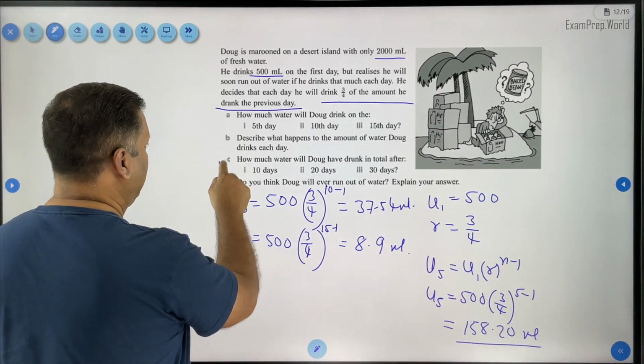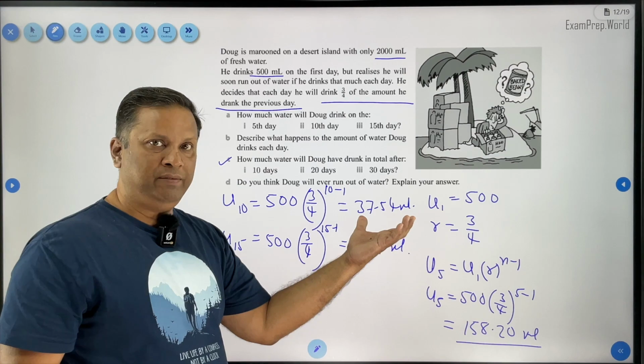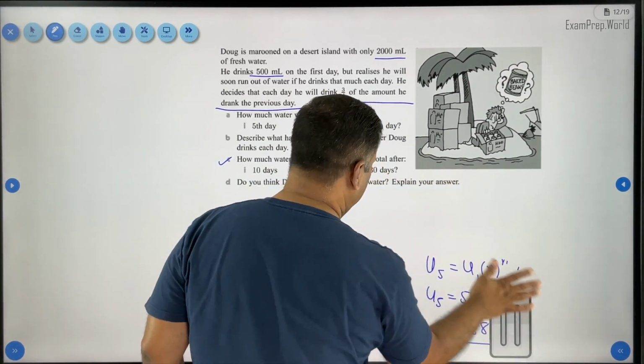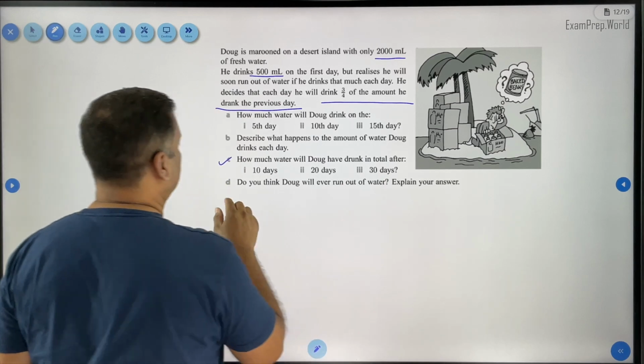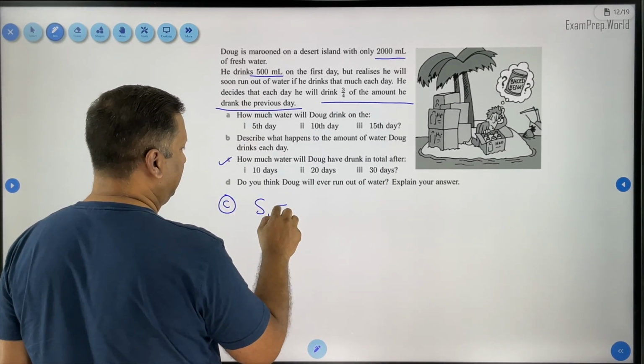Now let's do part C. So here we have to find sum of the sequence. Okay. We already have the data. U1 is 500 and R is 3 by 4. So we are doing C part here. First we have to find S10.